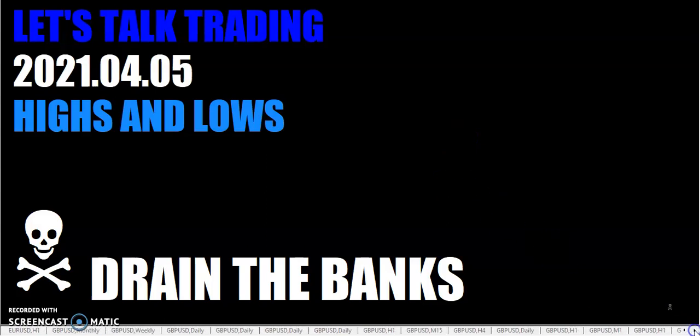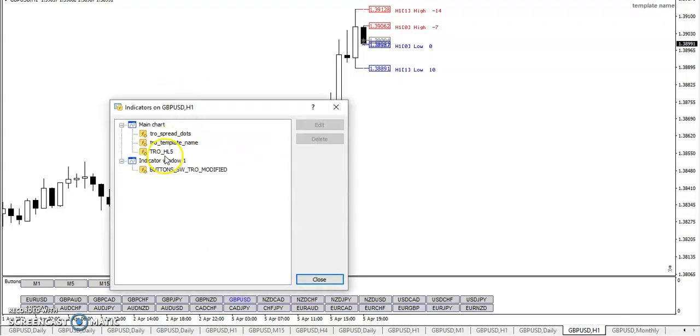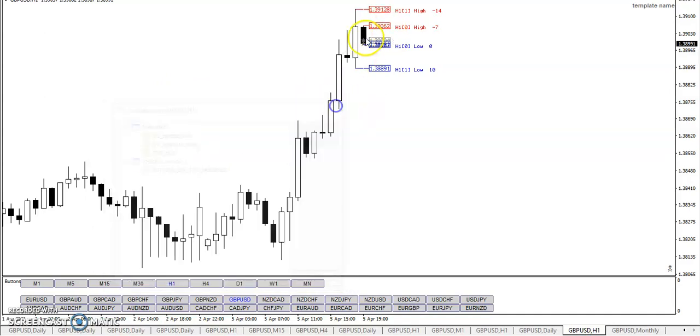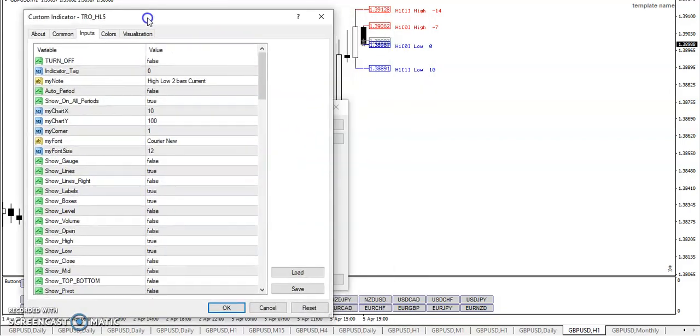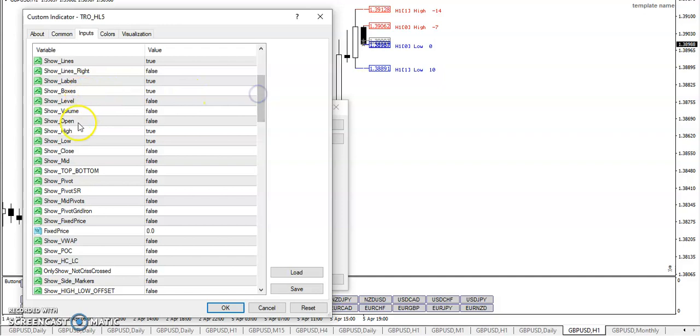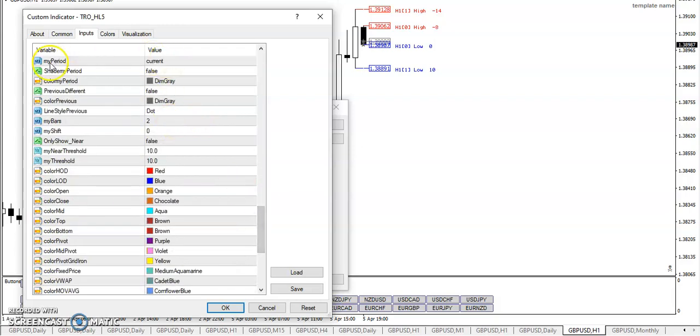So what I've done is I've put the TRO HL5 indicator on the chart, and this is just default. This is how it works. It'll give you the current high-low for the chart period you're looking at for the current bar and 1 bar ago. So if we go ahead and look at the inputs, you can see show high true, show low true. That's default. You drag it down. My period's the current period, 2 bars.